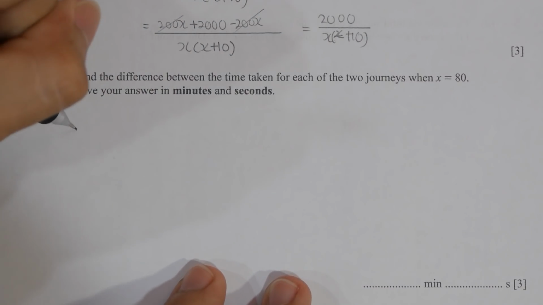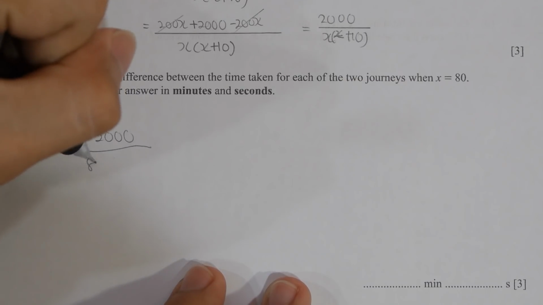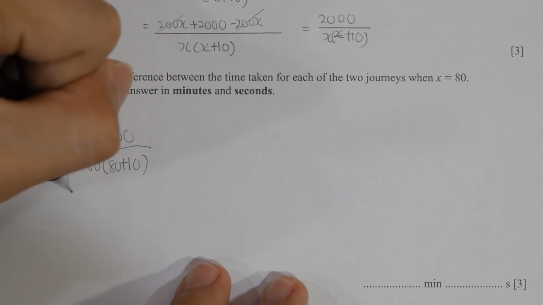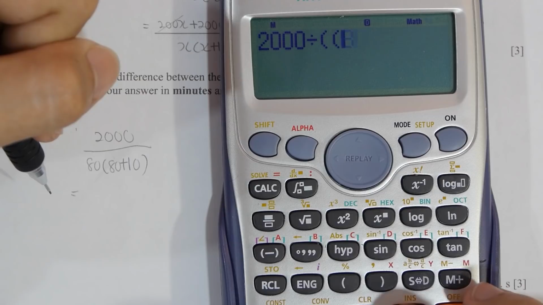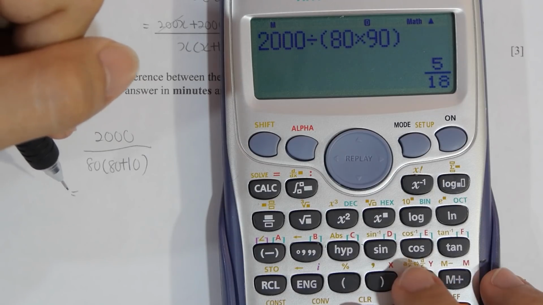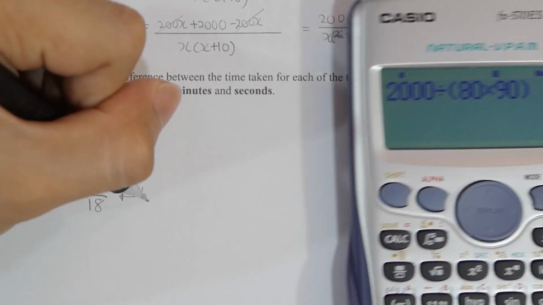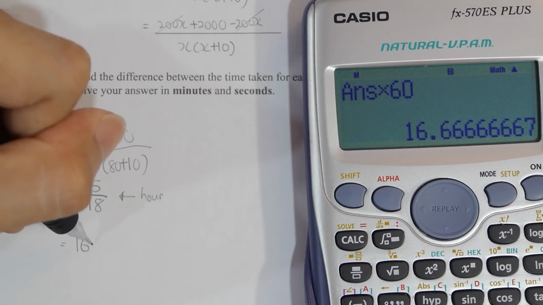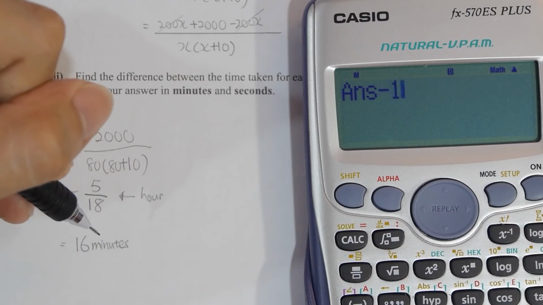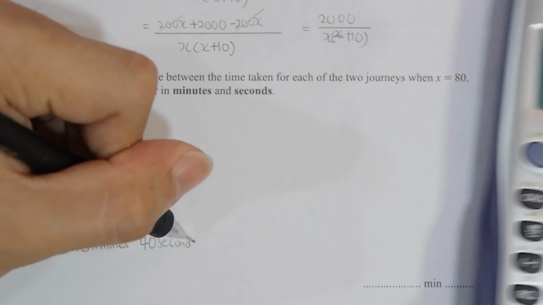So for part 2, find the difference. So just fill the 80 into the formula. Then you get 5 over 18. So this one is actually representing the hour. So I multiply it by 60, then I get 16 minutes and some decimals. Okay, so those decimals actually represent seconds. So you take the result minus 16, times another 60, then you get 40 seconds.